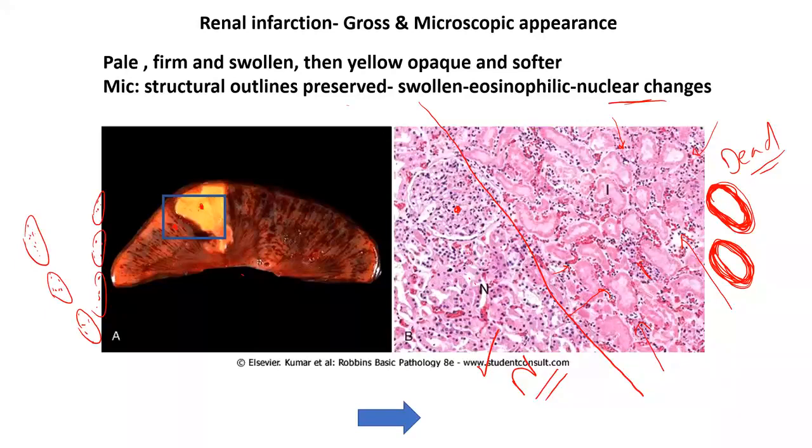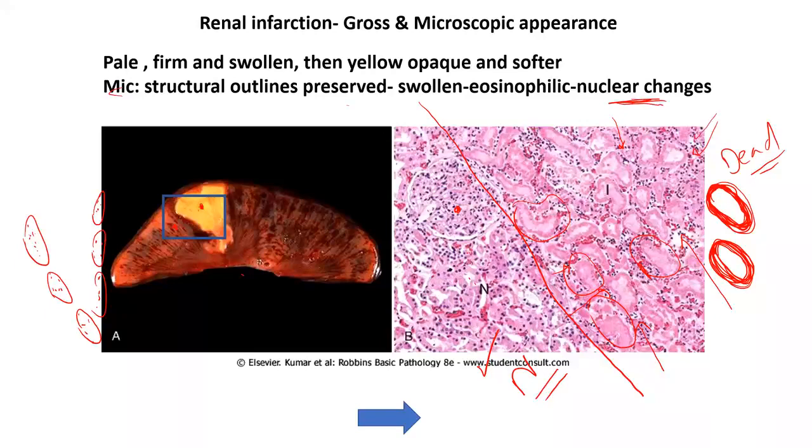So in renal infarction here you can find the gross picture showing a pale-firm, swollen triangular area with apex towards the hilum and base under the capsule. Then it becomes yellow, opaque, and softer when inflammation takes place. Microscopically, we have preservation of the structural outlines of the tubules.